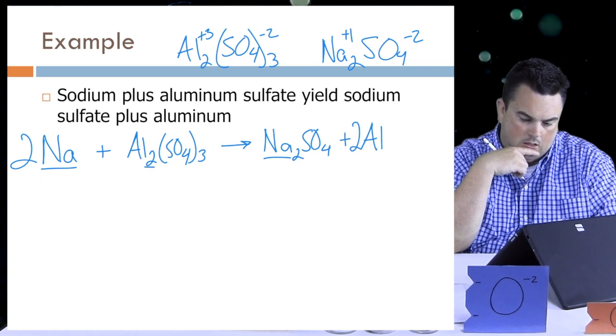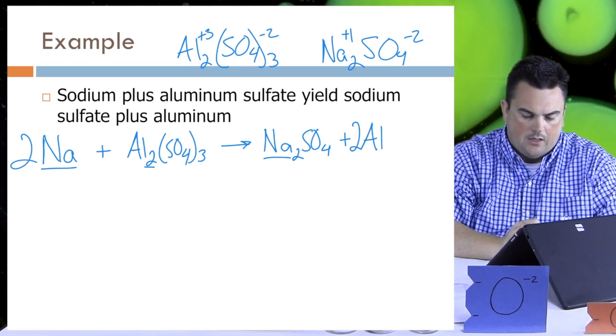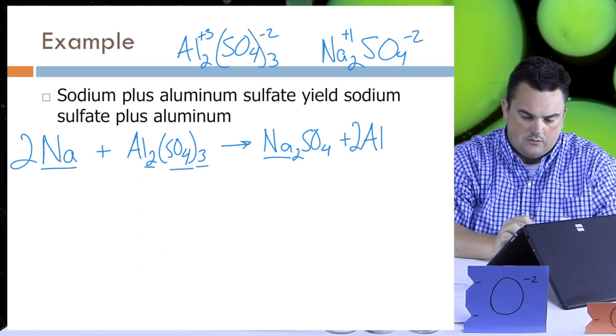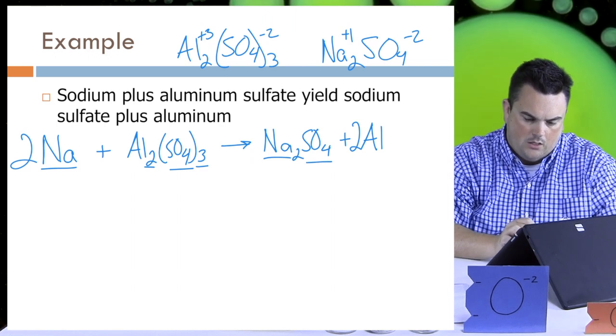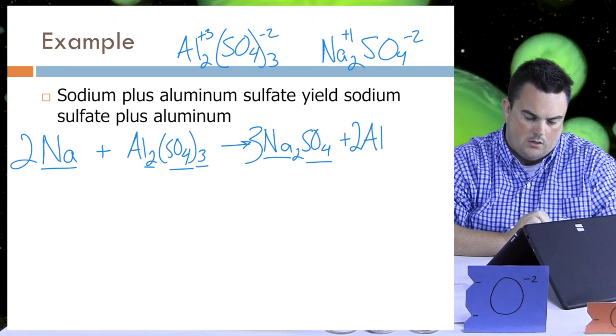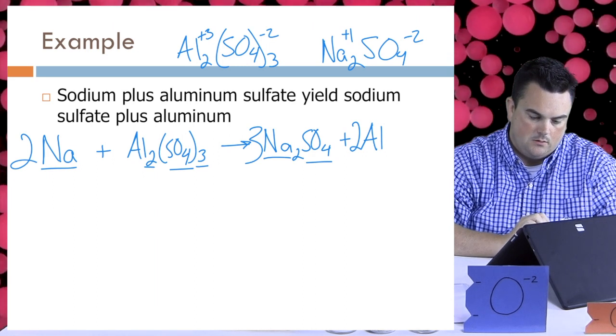Good. And all right, sulfate, polyatomic ion. I've got 3 sulfates. I've got 1 sulfate. So I need a 3 here. Good. Now, unfortunately, we just changed the Nas, which is okay. Trial and error is fine in balancing, but how many Nas do we have now?